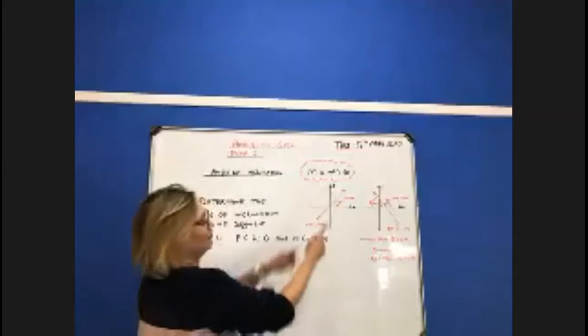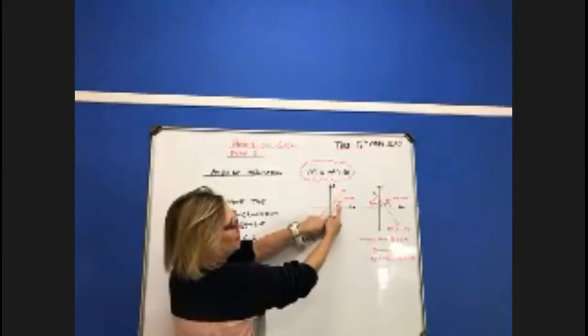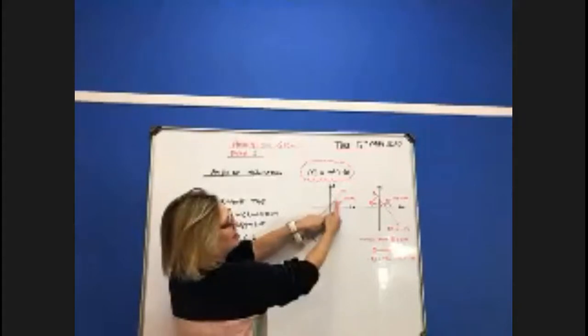Angle of inclination: if you put your finger on the positive x-axis and go anticlockwise until you hit the line, that is the angle of inclination.